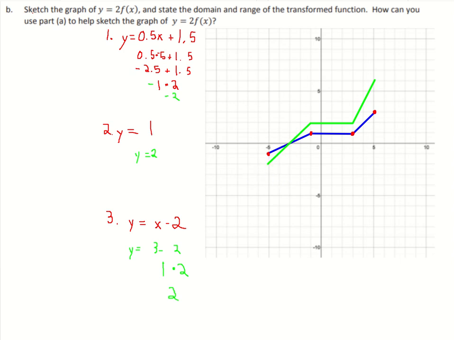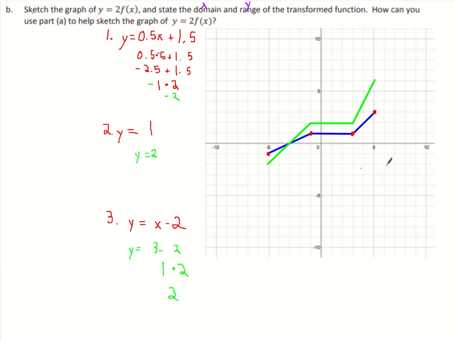This is what my transformed function is going to look like. Now, first of all, what we can do is we can state our domain and we can state our range. Remember, our domain is our x values. So over what x values does this fall? And our range is over what y values does this fall?